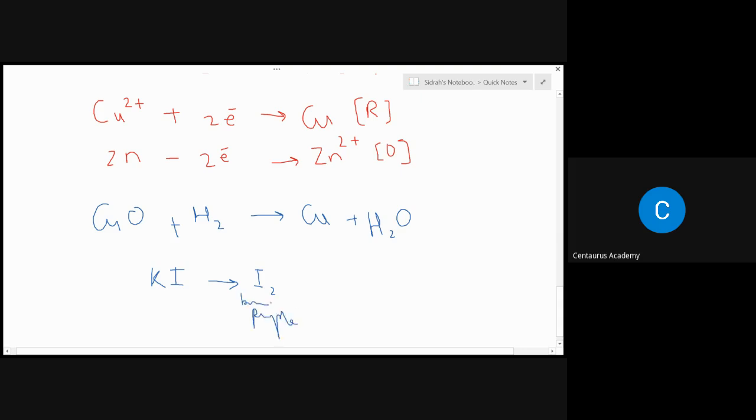In aqueous state, it is brown in color. In gaseous state, iodine is purple. But in potassium iodide and aqueous potassium iodide, it is completely colorless. So this color change is observed to identify that the iodide ions have been oxidized, which means that potassium iodide is basically a good reducing agent. Here iodine has 0 oxidation state, here it is -1. There is an increase in oxidation state, which is why we say that it is an oxidation reaction. Are we clear?